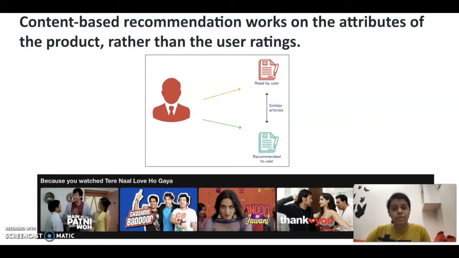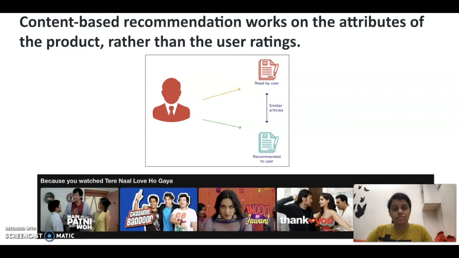Now, here's an example of a user using an academic search engine. If they like a particular research article and there is another similar research article to that one, the second one is likely to be recommended to the user because the attributes between the two are very similar. Now, this strategy is seen mostly on video websites such as Netflix, where the "because you watched" section is highlighted to tell you that the movie that you just watched is similar to these other ones.